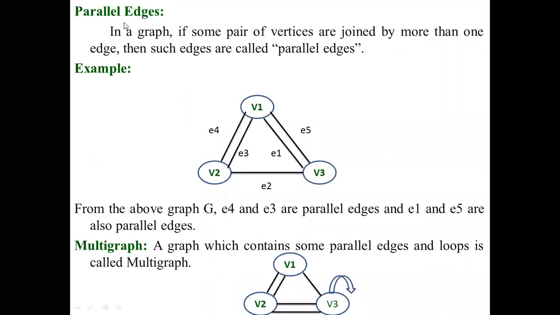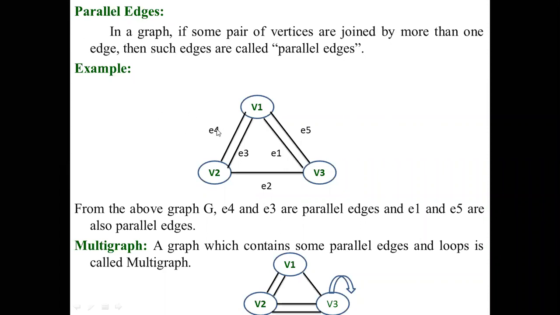Next definition, parallel edges. In a graph, if some pair of vertices are joined by more than one edge, then such edges are called parallel edges. If more than one edge is associated with a given pair of vertices, then those edges are called parallel edges.